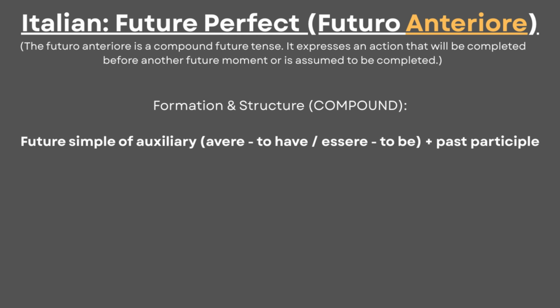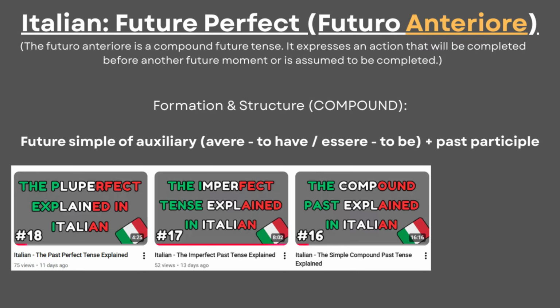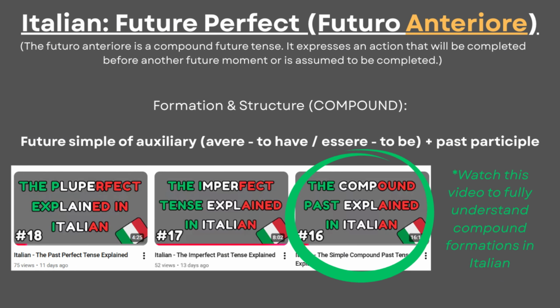Generally, the structure of the futuro anteriore is compound, made from the simple future of the auxiliary verbs avere, to have, or essere, to be, and a past participle. This is a pattern that I thoroughly explained in many of the previous Italian concepts, specifically in the compound past video, so I would highly recommend learning the ideas before continuing with this lesson. Even though the pattern was shown in other tenses, the structure still applies in the futuro anteriore because it's compound.